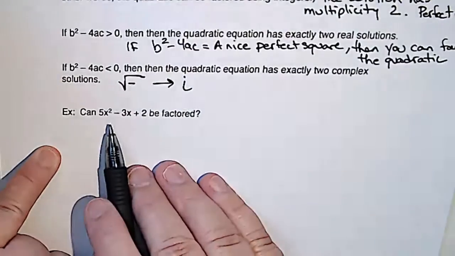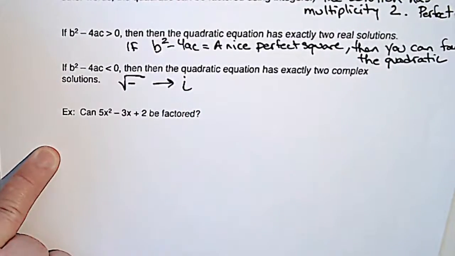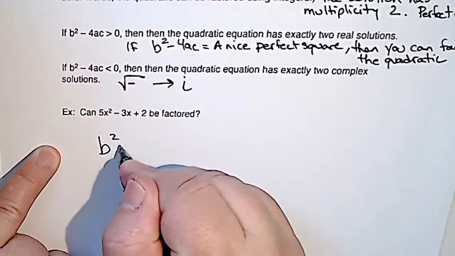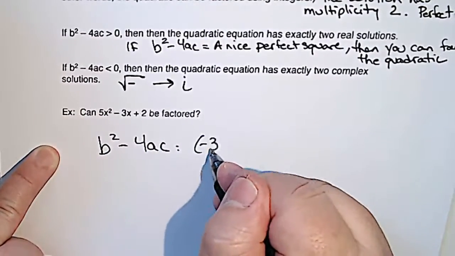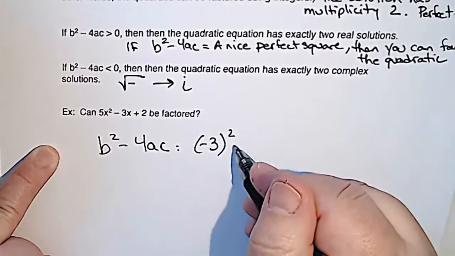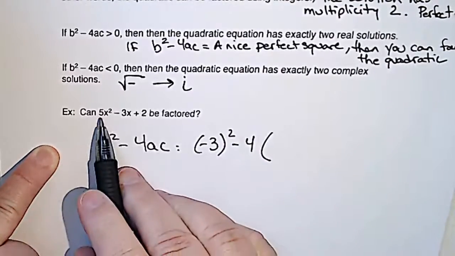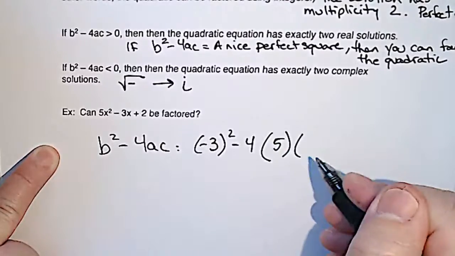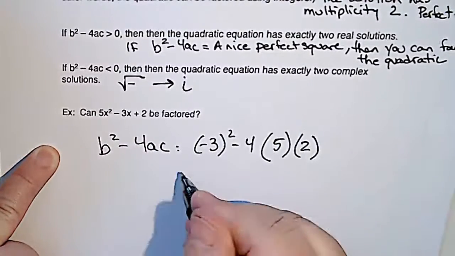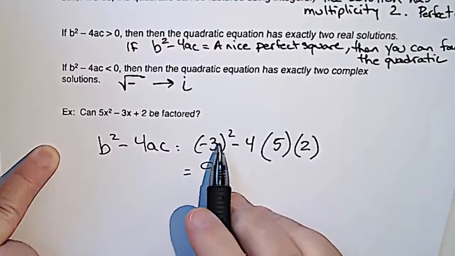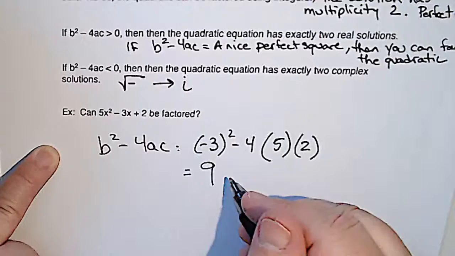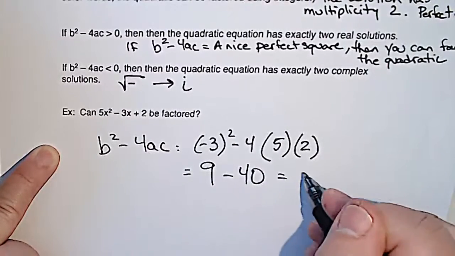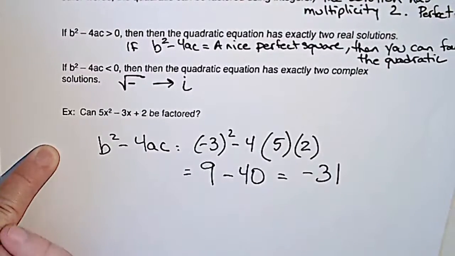Can 5x squared minus 3x plus 2 be factored? Well, let's look. B squared minus 4ac. B is negative 3, so negative 3 squared minus 4 times a, that's 5, times c is 2. This is 9, right? Negative 3, the quantity squared, is 9. 4 times 5 is 20, times 2 is 40. We get negative 31. You cannot factor this.